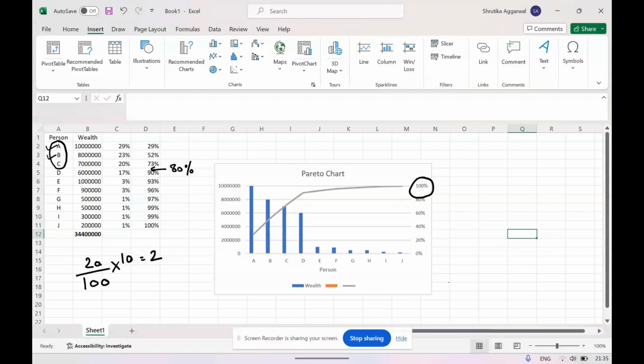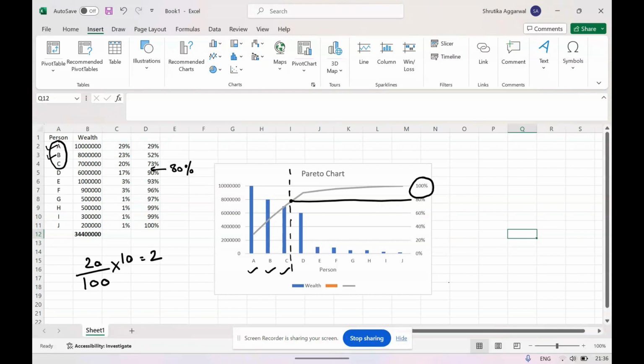Now, if I come to the chart, where does my 80% lie? So, 80% is this line, and it meets my cumulative sum line at this point. This is the point where it meets. I'll draw a line over here. So by the chart also we see that persons A, B, and C are contributing to 80% of the wealth.